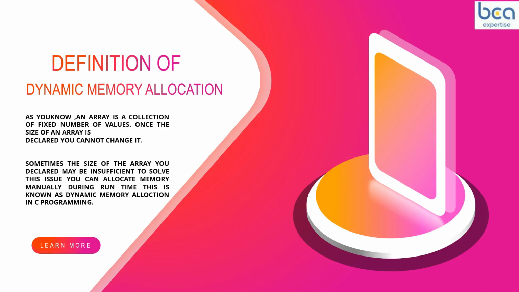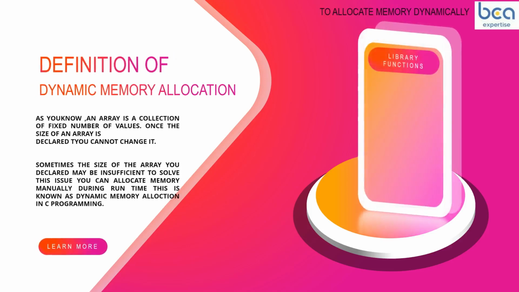As you know, an array is a collection of a fixed number of values. Once the size of the array is declared, you cannot change it. But sometimes the size of the array you have declared may not be enough. To solve this issue, you can allocate the memory manually during the runtime. This is known as dynamic memory allocation in the C program.